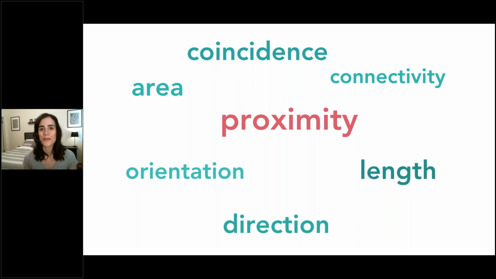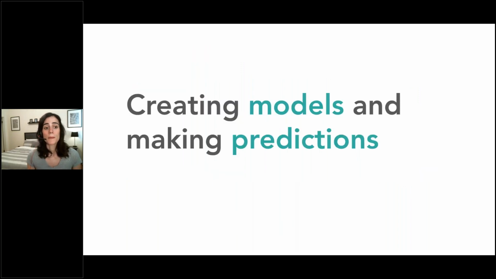The first law of geography states that things that are near each other are more related than things that are farther apart. And so this concept of proximity, or what it means to be a neighbor, is really important in spatial stats and spatial data science in general. So I want to focus this morning on creating models and making predictions. And so we're going to talk about some of the methods that we have available in ArcGIS to generate models and use them to predict unknown values.